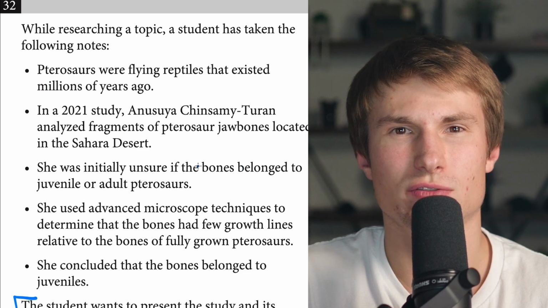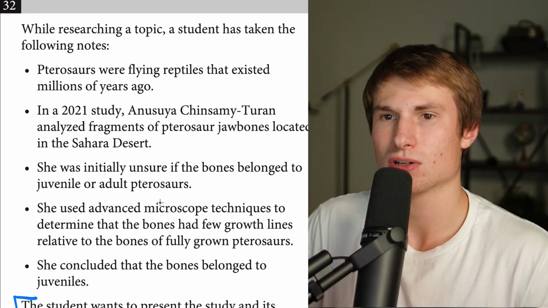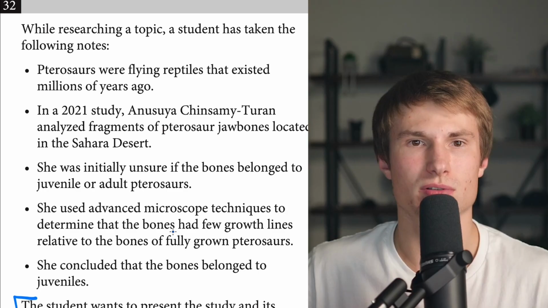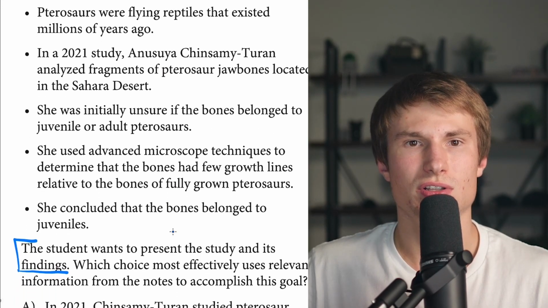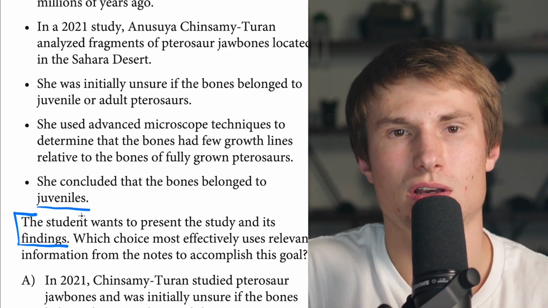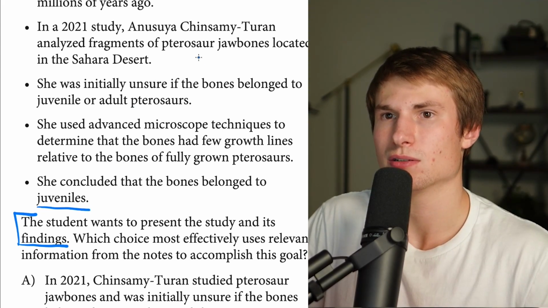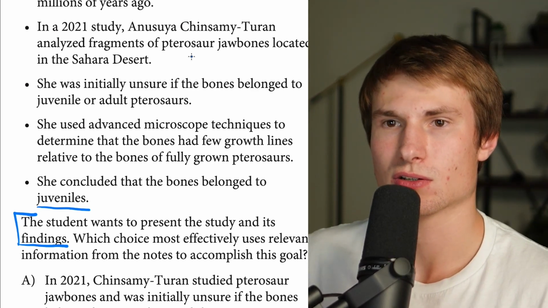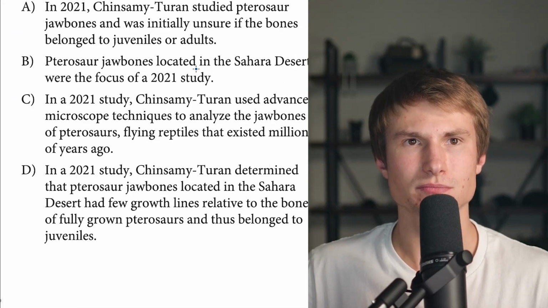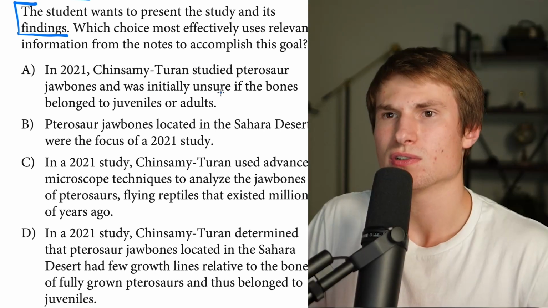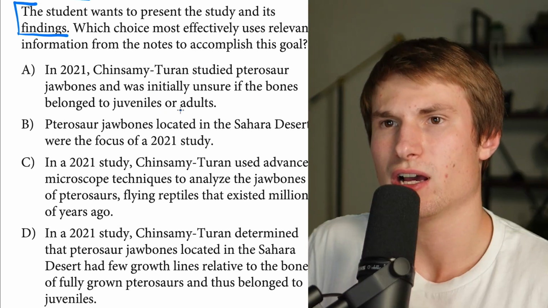She was initially unsure if the bones belonged to a juvenile or adult pterosaur. She used advanced microscope techniques to determine that the bones had few growth lines relative to the bones of fully grown pterosaurs. She concluded that the bones belonged to juveniles. Okay, so the findings is that the bones belong to juveniles. Okay, the study is ultimately whether these jaw bones are from that of a juvenile or an adult. Okay, so let's go ahead and look at our options. We got option A. In 2021, ACT studied pterosaur jaw bones and was initially unsure if the bones belonged to juveniles or adults.